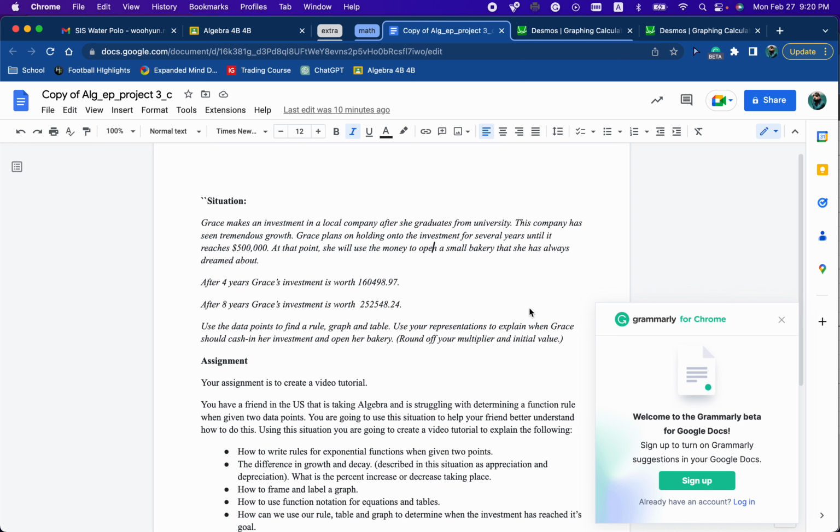We are told that after 4 years, Grace's investment will be worth $160,498.97. And after 8 years, Grace's investment will be worth $252,548.24. We have to find the rule, graph, and table for Grace's investment.